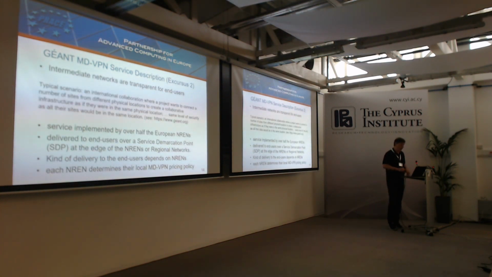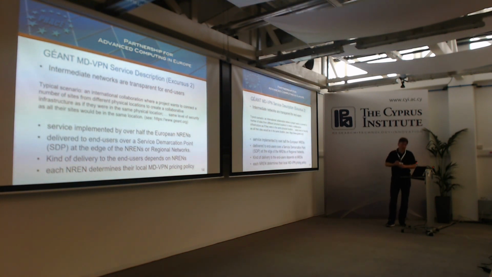So, intermediate networks are transparent for end users. A typical scenario GÉANT describes, that's exactly what the PRACE infrastructure is. An international collaboration where a project wants to connect a number of sites from different physical locations to create a collaborative infrastructure as if they were in the same physical location, with the same level of security, as if all the sites would be in the same location. It's exactly what we want, and it describes the PRACE infrastructure.